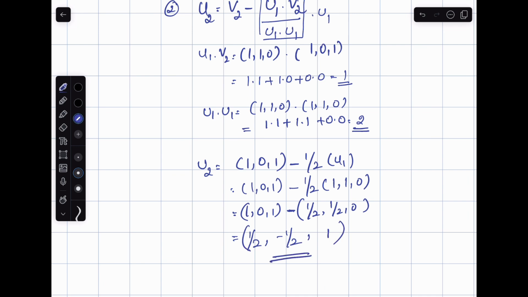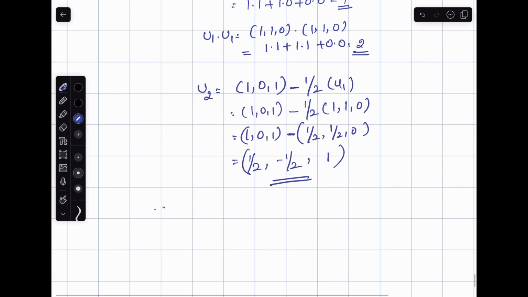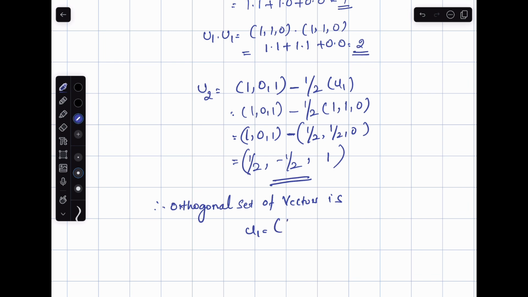So now we have successfully found, for the given vectors v1 and v2, the orthogonal set u1 and u2. Therefore the orthogonal set of vectors is u1 equal to 1 comma 1 comma 0 and u2 equal to half comma minus half comma 1.